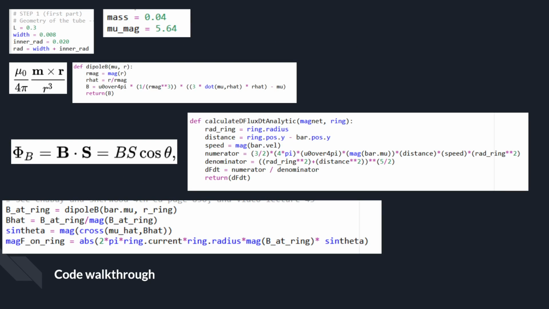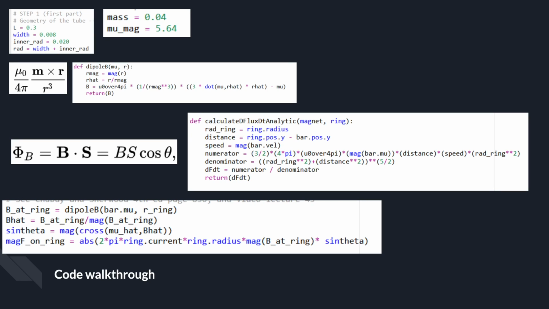So as far as what actually happened in the code, as far as the geometry of the tube, it was about a foot long, about a third of a meter. There was about 8 millimeters of thickness of wall of actual aluminum. And then there was quite a large distance before that actually started. As far as the magnet, it's still 40 grams, and the calculated dipole moment from Lab 3 is still 5.64. And then also, these next two sections are just translating these formulas over into GlowScript.